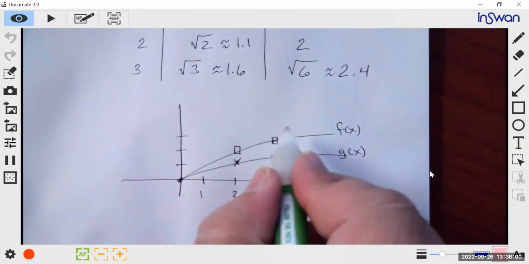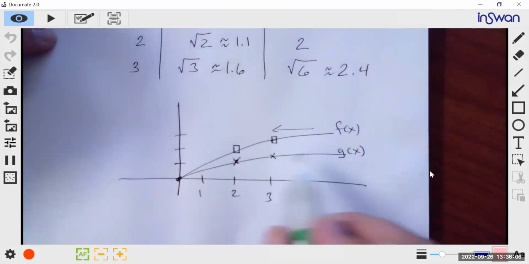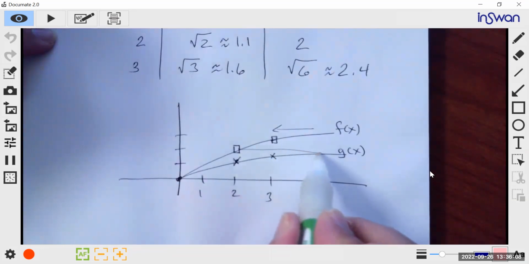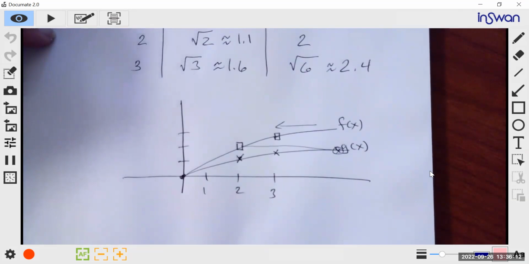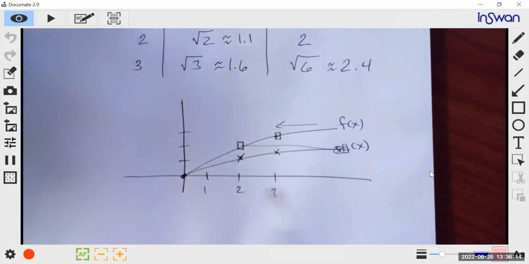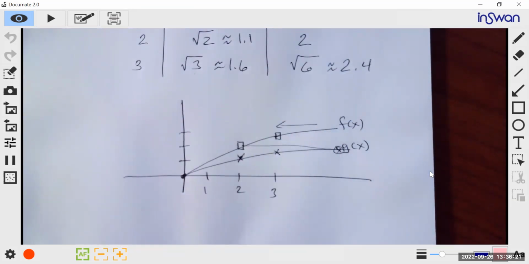What's happening here is the graph is being pushed inside, because this value really is not supposed to get hit until there. So whenever your coefficient is bigger than 1, that means it's going to be a horizontal compression, which kind of looks like a vertical stretch.